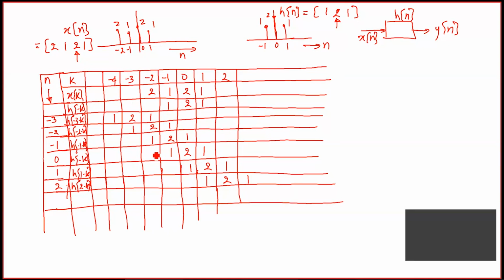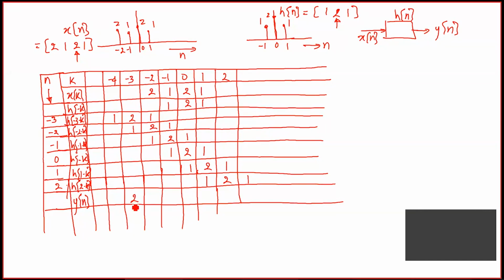Okay, we end up getting a table right here, and then we can write y of n for n equal to where. So we see the overlap actually starts from n equal to minus 3. So at n equal to minus 3 we have a single overlapping term. This is going to be 2 into 1, and this is going to end up giving you the value 2.